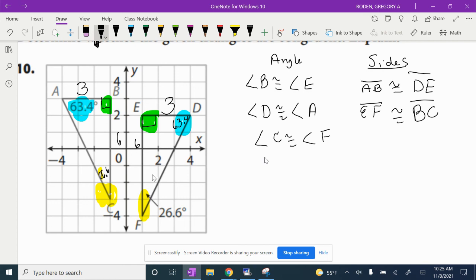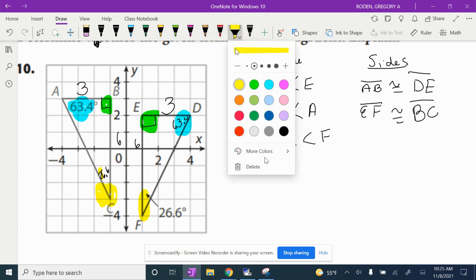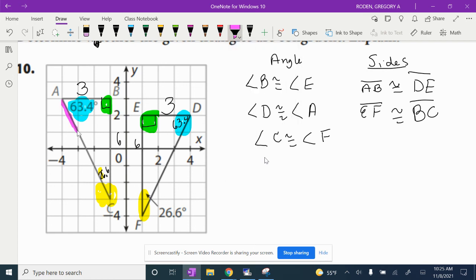Now, but here's the thing. We can't count graph paper lines on diagonal lines, right? So what must we do here, Sophia? The distance formula. So right now, ladies and gentlemen, I'll give you a second. If you've not performed the distance formula, I need you to do that. I need you to perform the distance formula so you can find the measure of AC and the measure of FD.